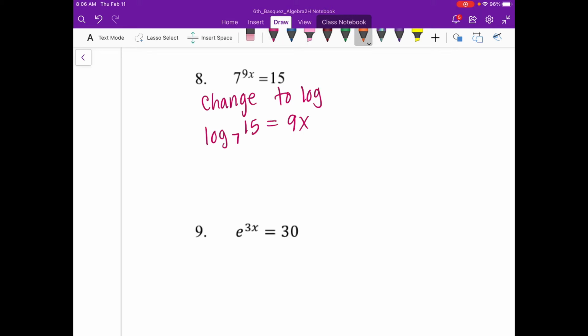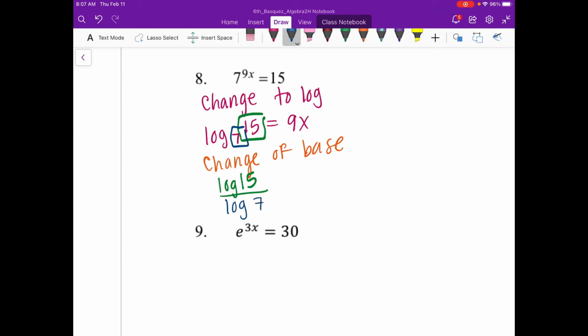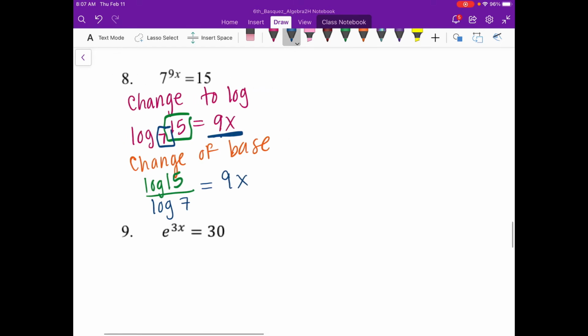And then from there, nothing's really happening, but we do have something called the log change of base that helps me solve for any x value when I don't have a base that I can change it to. So again, that 15, I can't change it to a base of 7 to make it easier. So I'm going to use what's called the change of base. The change of base essentially takes your main term, so I'm going to change that to log 15 over, and then it takes your base term, so log base 7. You literally are just going to divide those two together, okay? I still have the equals 9x on the right-hand side.